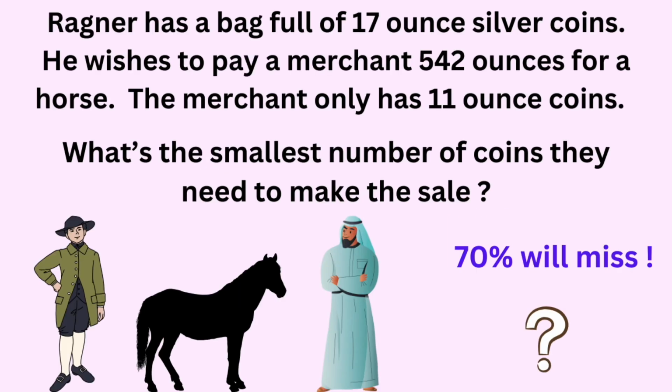Ragnar has a bag full of 17-ounce silver coins. He wishes to pay a merchant 542 ounces for a horse. The merchant only has 11-ounce coins. What's the smallest number of coins they need to make the sale? Can you solve this? Leave your answer in the comments.